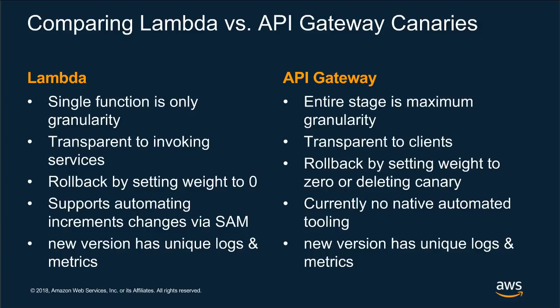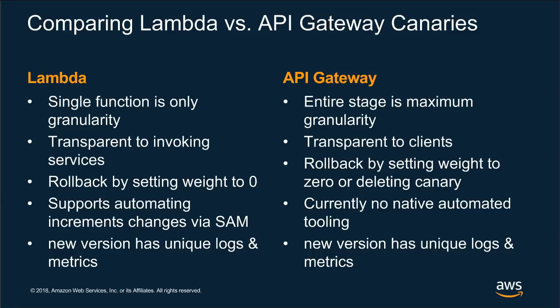In terms of rollbacks, with Lambda, you just roll back by setting the weight to 0. With API Gateway, you roll back by setting it to 0 or just deleting the Canary deployment. And then with Lambda, today again, we have automated tooling that's supported with SAM and CodeDeploy to automatically increase the amount of traffic that's going to the new version. Whereas today in API Gateway, we don't yet have any automation built in for this, but it's pretty easy to wire together again via actions inside of a CodePipeline or via something like Step Functions.